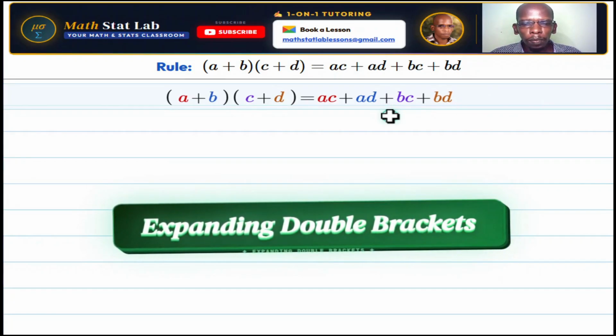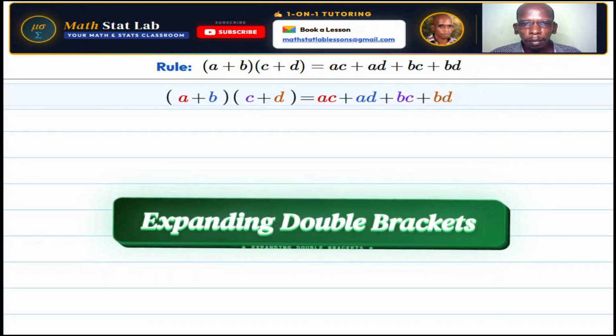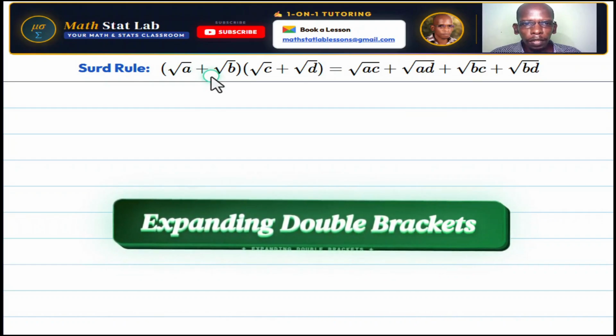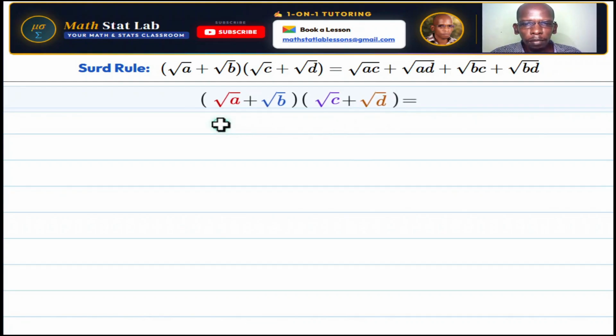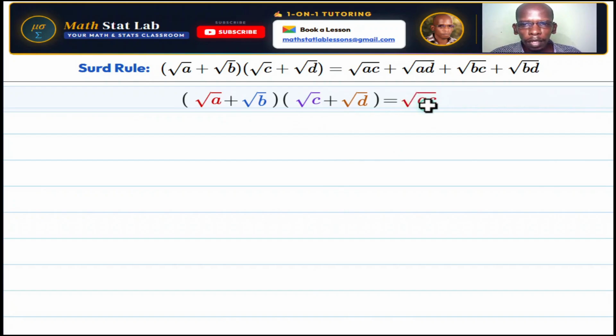We can apply this rule to surds, and it looks like this. So basically it means if we have the root of A plus the root of B multiplied by the root of C plus the root of D, we follow the same rule, but in this case we'll be putting the roots because we have them. So for the root of A plus the root of B, then the root of C plus the root of D, the first one we need to take this A, we multiply by C, and it becomes AC.